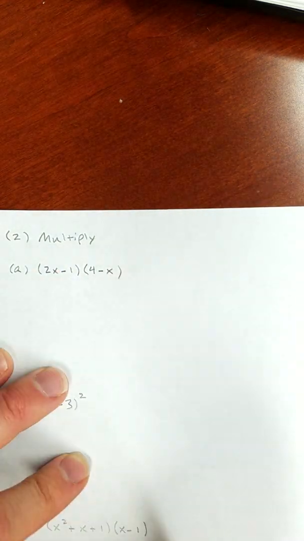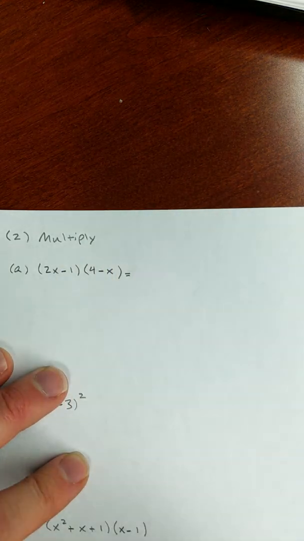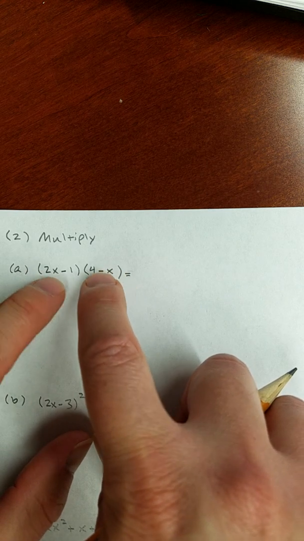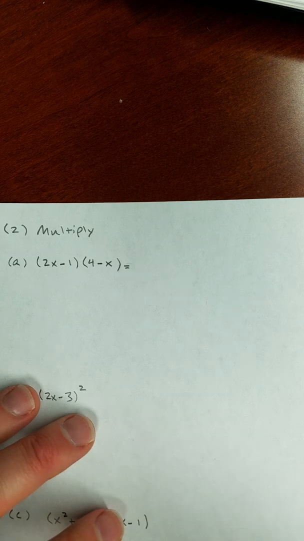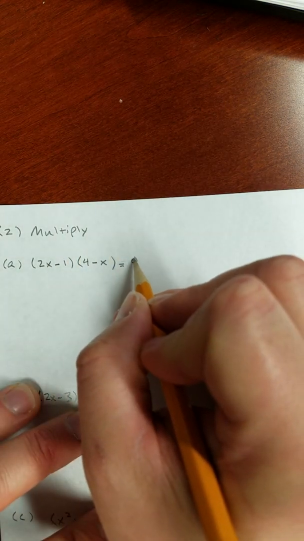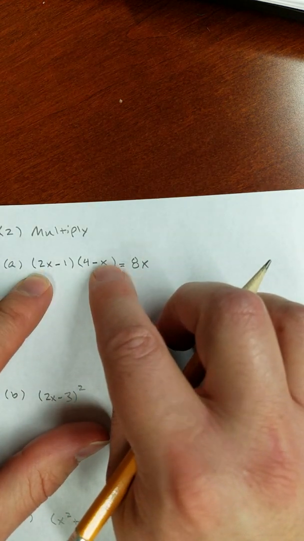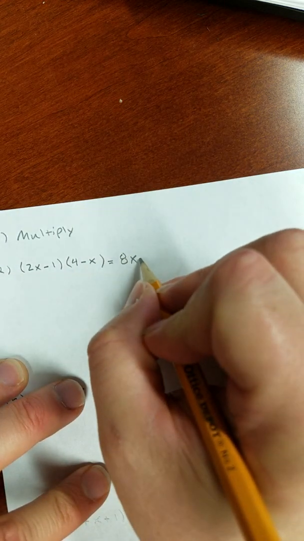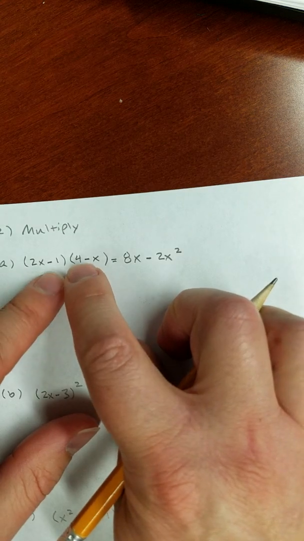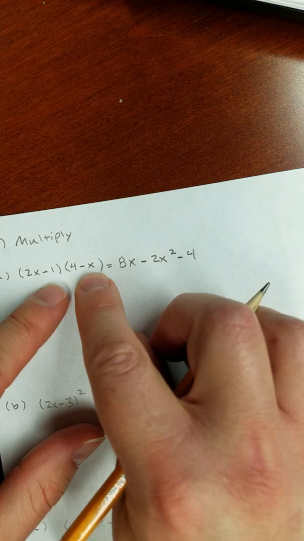Okay, so if you're going to do that, you multiply 2 binomials. The procedure is FOIL. All right, it means first, outside, inside, last. There's an order to how we multiply the terms. So the first would be 2x times 4, 8x. The outside, 2x times negative x, negative 2x squared. Okay, and then negative 1 times 4, and then negative 1 times negative x.